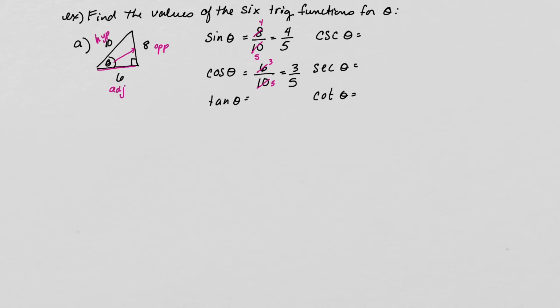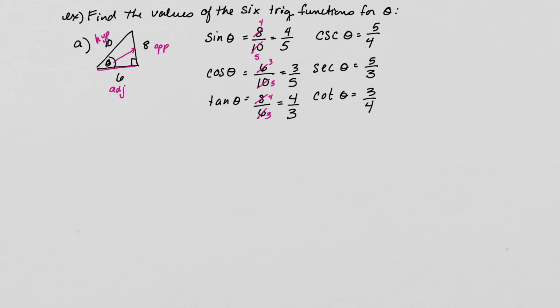Okay, what about the tangent? What do we think the tangent's going to be? Yeah, so the tangent is the opposite, 8, over the adjacent, 6. And again, I could reduce both of these by 2, so 4 over 3. And then to get the other ones, as long as I remembered what's paired with what, all we have to do is flip them over, right? So the cosecant is going to be 5/4. The secant is going to be 5/3. And the cotangent is going to be 3/4.